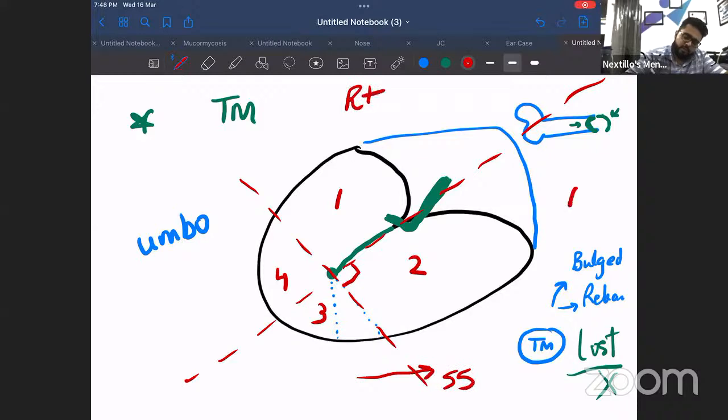Right ear. This is which side? Anterior. This is which side? Posterior. This here will be superior. This will be inferior. So the naming of the quadrants is very simple.